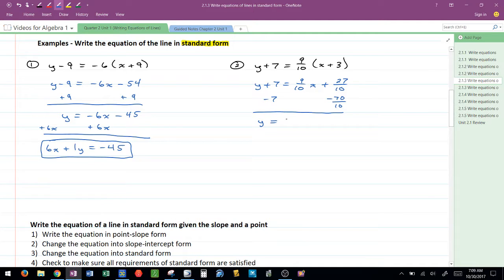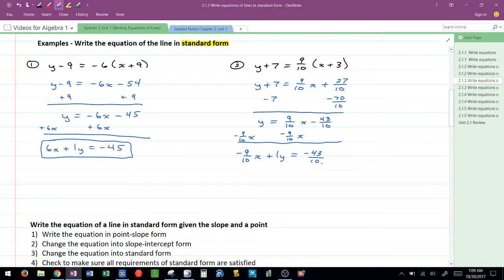I have y equals 9/10 x. And then this would be negative 43/10. All right, I want to focus on getting x and y over on the same side. So I know that this 9/10, I have to move that. Minus 9/10 x. And do that to both sides. All right, so let's see where we're at now. We've got negative 9/10 x plus 1y is equal to negative 43/10.